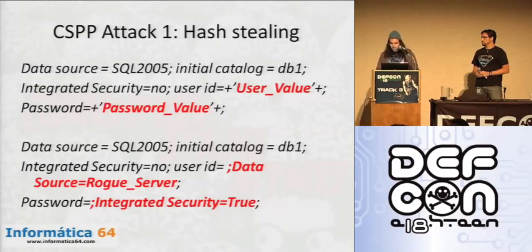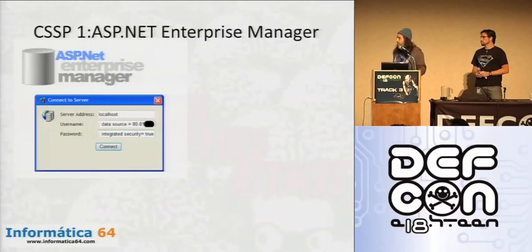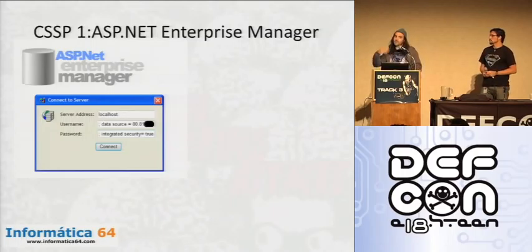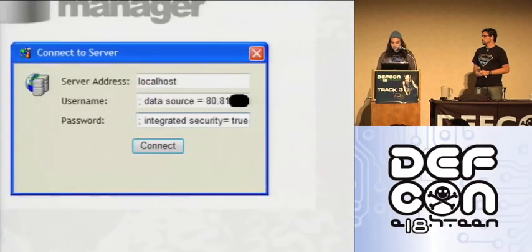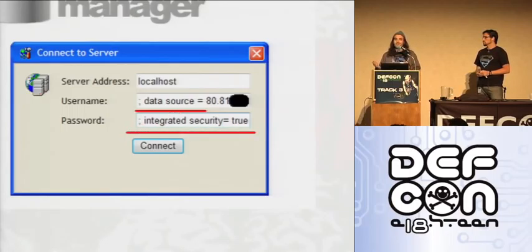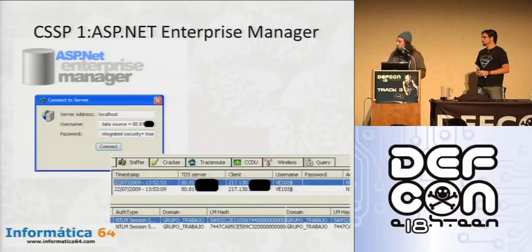That's an example with ASP.NET Enterprise Manager, which is a product that is on the internet in a lot of places. The idea is quite simple. In this example, as you can see, we just use semicolon data source to an IP address, and then just integrated security equals true. It's a very bad product. As you can see, you can read the password even on the screen. And of course, you get access. If you have a sniffer running on your machine, you can read the hash of the system account.